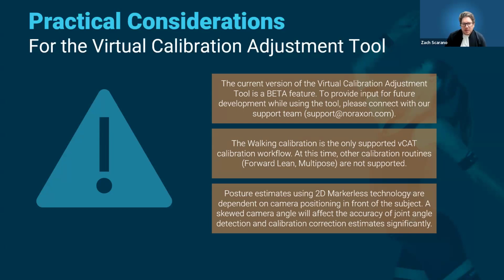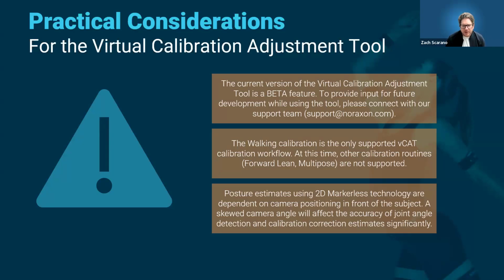And third, when using the optional 2D markerless assistance, it's important to remember that the accuracy depends heavily on the camera view. And so the camera should be positioned directly in front of the subject, allowing the entire view of the subject to be available so you can see their whole body. And so skewed camera angles are going to influence the joint angle estimates and affect the quality of the correction. And so keeping these considerations in mind will just help ensure that you get clean, reliable results, especially as we continue to enhance the tool.